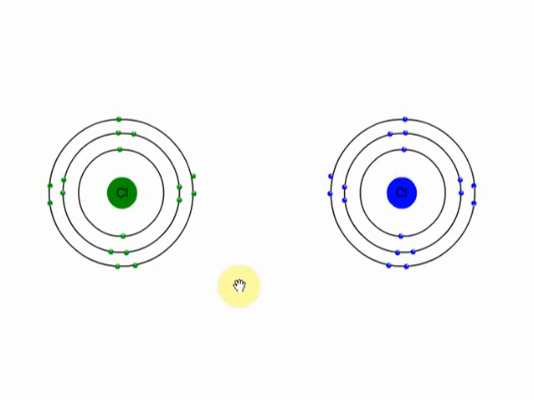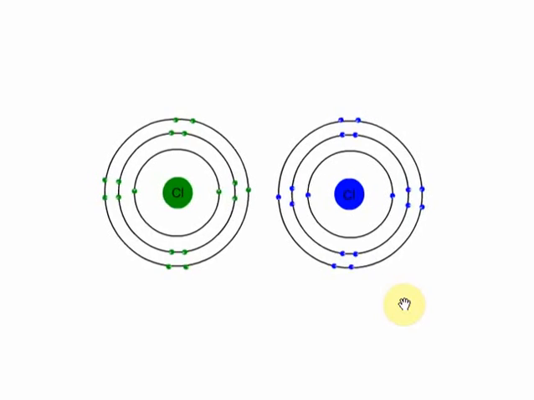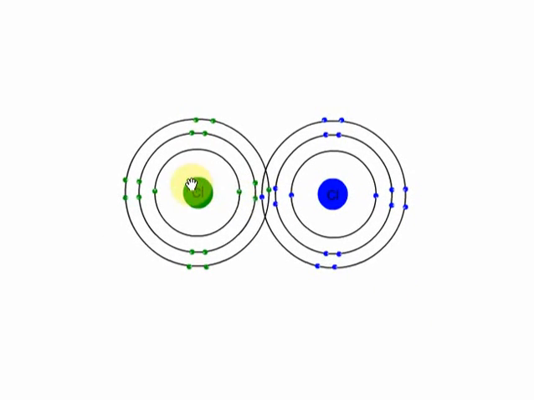Now let us see how a chemical bond, or covalent bond more precisely, is formed between 2 chlorine atoms. As we can see, each chlorine atom consists of 7 electrons in its outermost shell: 1, 2, 3, 4, 5, 6 and 7. So it requires one more electron to complete its octet. In order to do that, 2 chlorine atoms come close to each other. Each atom will share one of its electrons with the other atom. As you can see, these 2 electrons are being shared.